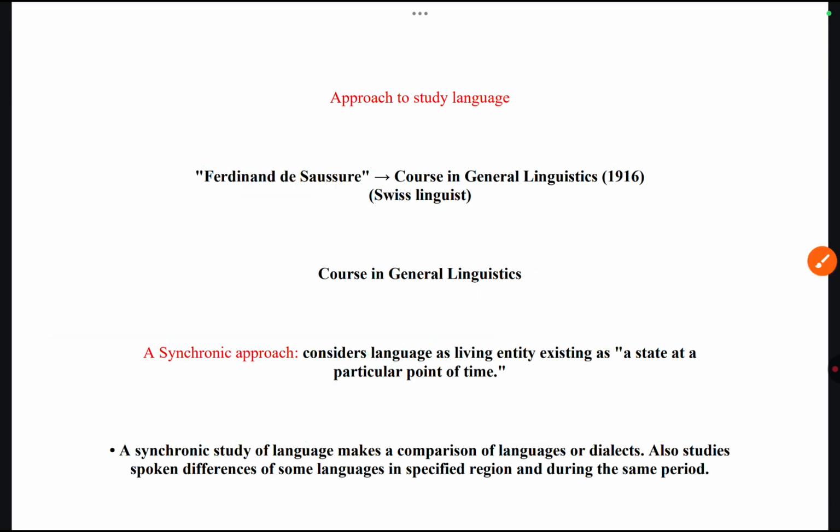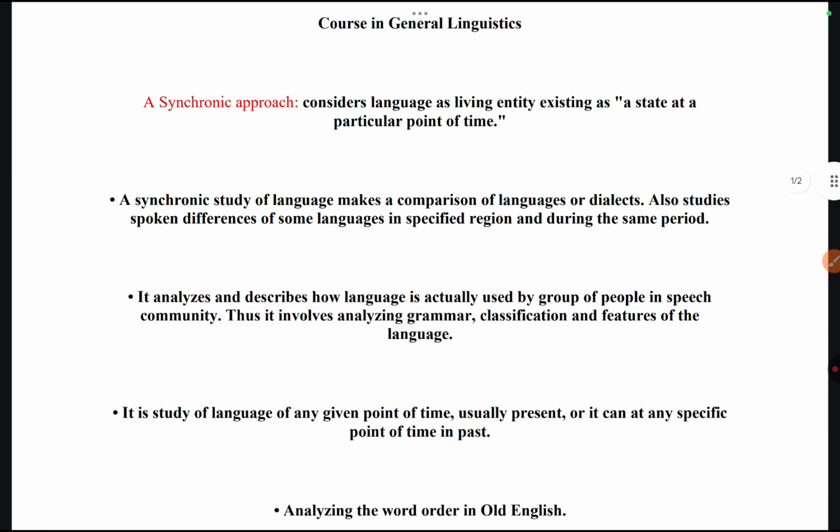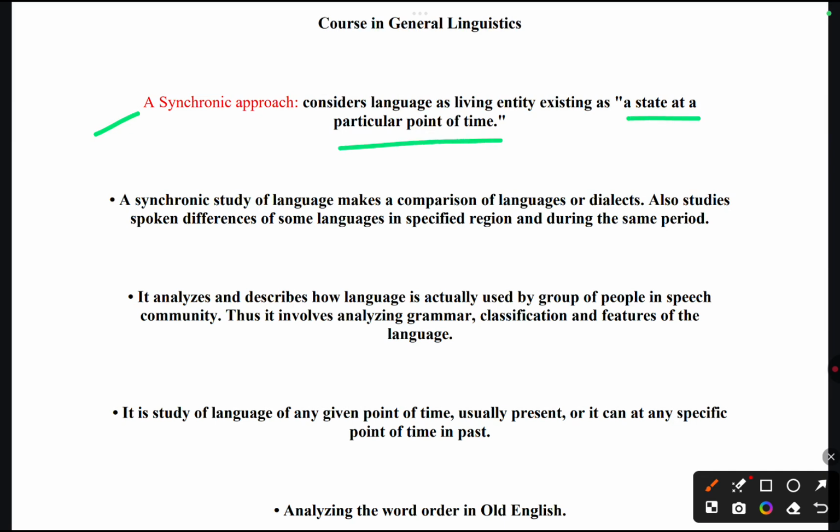Now, friends, we can see in words what is written. It will be easy for you to understand and write in your examination. Synchronic approach: this considers language as a living entity existing as a state at a particular time. As I was saying, in a particular time, at a particular phase, what are the functions and features of a language? We consider it like humans, who have features and functions when they lived in ancient times. Same as the language: what were its features, what were the functions of the English language in old English. That we study in the synchronic approach.